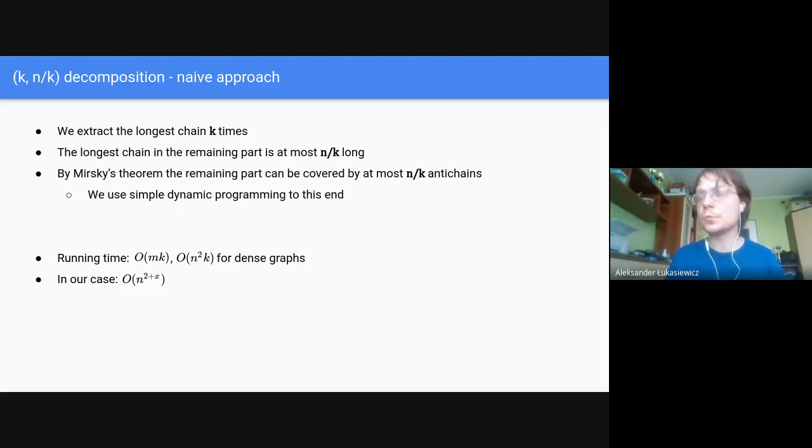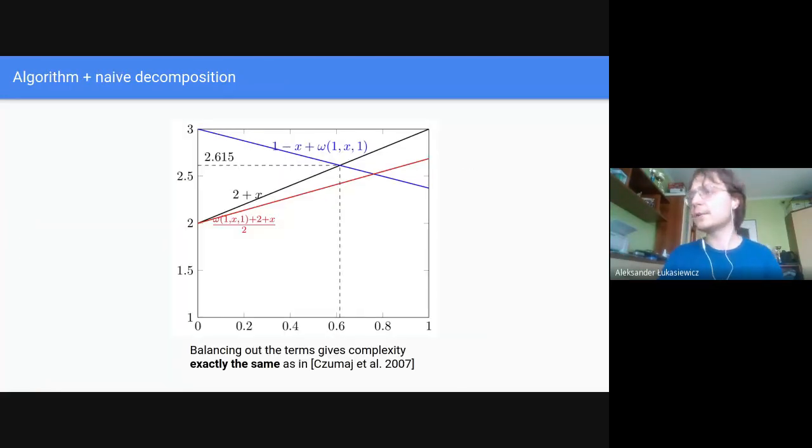In our case, it would work in n^(2+x) time. And if we look at the complexities, we need to balance three different parts: one that comes from chains, one from anti-chains, and one from the decomposition. And if you try to optimize on x, it gives exactly the same complexity as in Czumaj, Kowaluk and Lingas. So what we need is a faster decomposition. So what do we do?